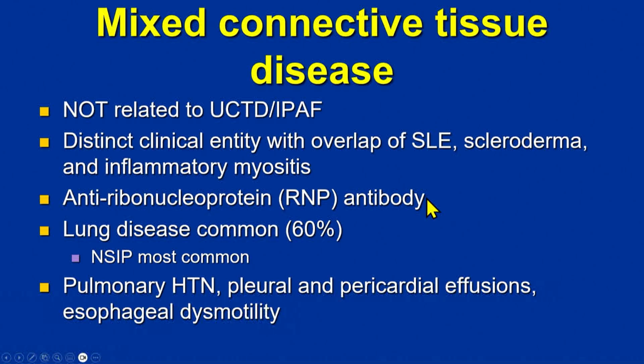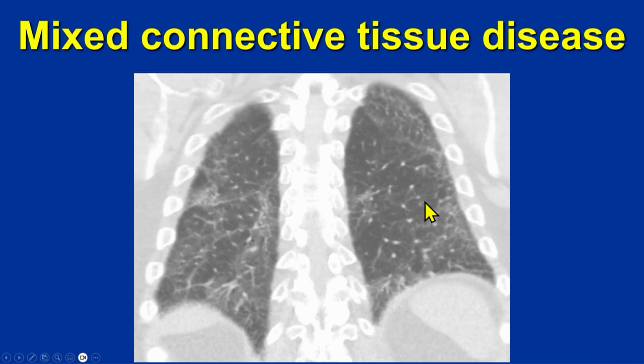Undifferentiated connective tissue disease is essentially where people suspect connective tissue disease, but you can't put a label on it. MCTD is an actual diagnosis. It actually has its own profile. It's a distinct clinical entity with overlap of different types of connective tissue disease. In these patients, the most common pattern you can see is an NSIP pattern. And here's just a simple example of NSIP, clearly basal predominant, ground glass opacity and reticulation.